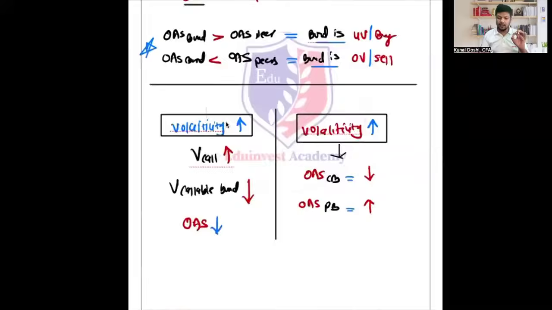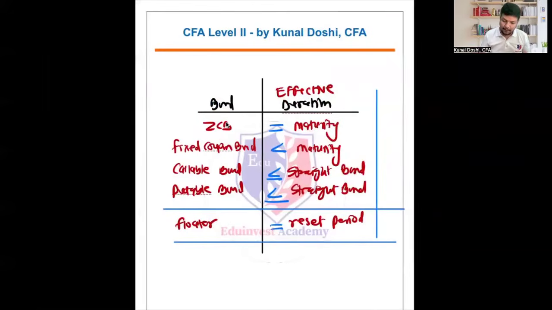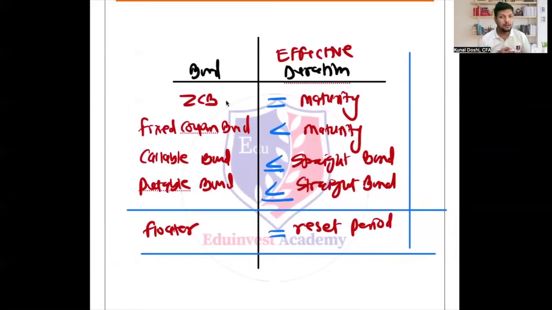Clear? Right? Okay. Now we have to discuss the different types of duration. Duration. First of all, what are the durations of the bond? Duration is a sensitivity or the risk of the bond.